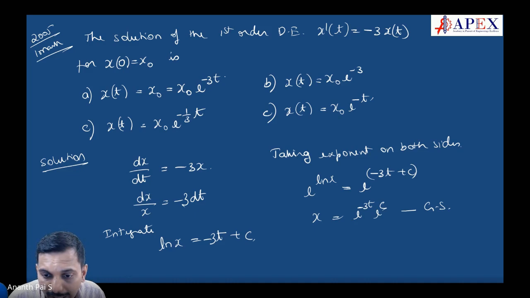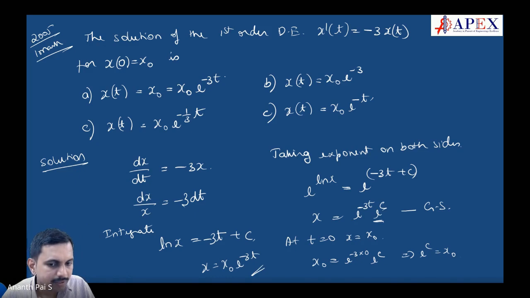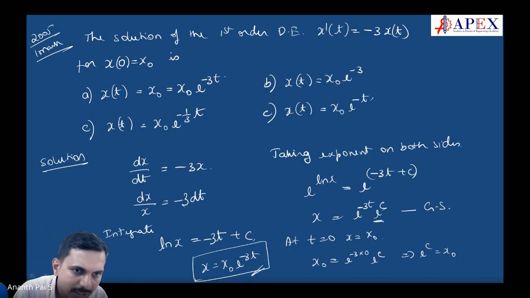What is a constant? At t is equal to 0, x is equal to, how much is that? x is equal to x naught. So you can write x naught is equal to e power minus 3 into 0 plus into e power c, which gives me e power c is equal to x naught, right? So what is the answer you get? x is equal to x naught into e power minus 3t, correct? This is the answer. So the answer is A.